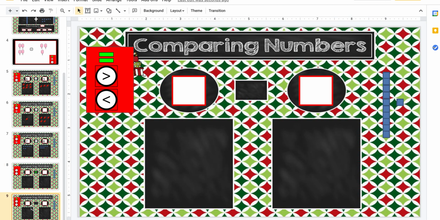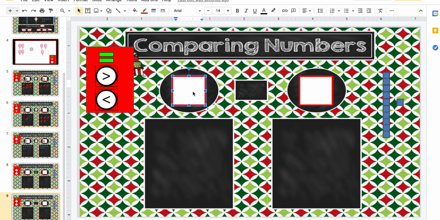Okay, last slide we're going to work on today together, and then you've got some practice in Nearpod that you're going to go and do. So I'm going to set up two numbers, and then we're going to set them up together. So my first number is going to be this one, 3. This side, I'm going to set up 8. Which side has more? Well, I don't know.